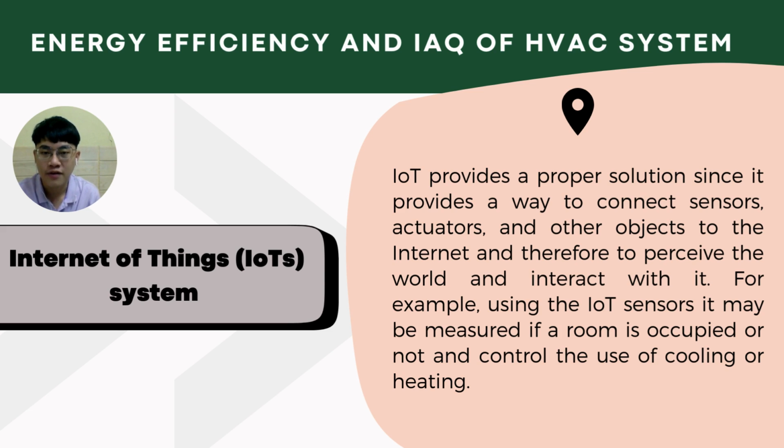The next part is the Internet of Things system, which is IoT. IoT provides a proper solution since it provides a way to connect sensors, actuators, and other objects to the internet. For example, using an IoT sensor, it may be measured if a room is occupied or not and control the use of cooling or heating.